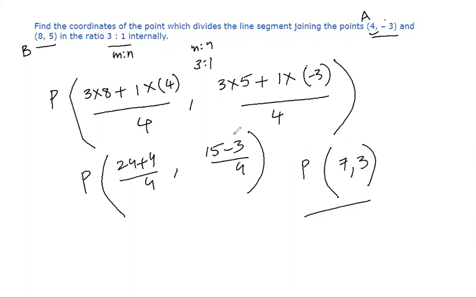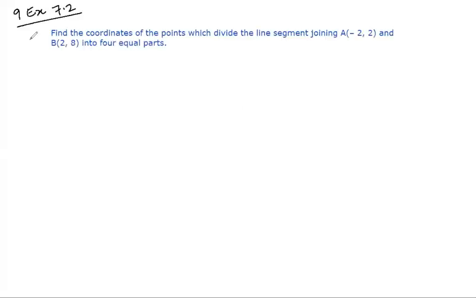Let's do one more sum, students. Now the sum is, this is exercise 7.29 sum. Find the coordinates of the point which divides line segment this and this into 4 equal parts. So students, now this is the line segment AB and 4 equal parts. Now you have to find the coordinates of point P which divides the, one point cannot divide this line into 4 equal parts. He's asking to find the coordinates of points which divide line segments into 4 equal parts.